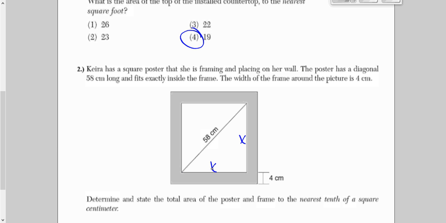x squared plus x squared equals 58 squared, right? No, it's not x to the fourth. It's a 45, 45, 90. So if you use the Pythagorean theorem, we could use 45, 45, 90.